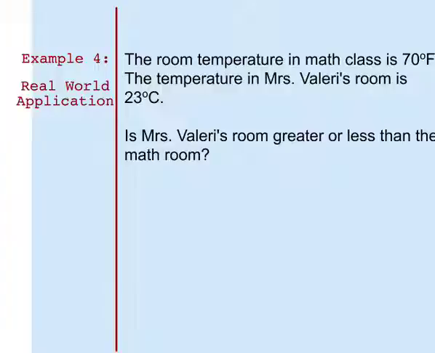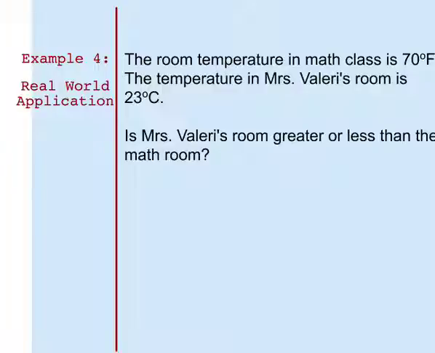We're going to use that previous equation to help with this example. The room temperature in math class is 70 degrees. Kind of is. The temperature in Mrs. Valeri's room is 23 degrees Celsius. So we got Fahrenheit and Celsius. Is Mrs. Valeri's room greater or less than the math room?